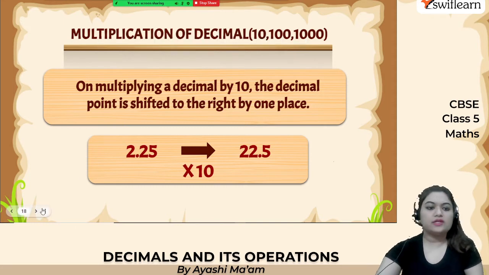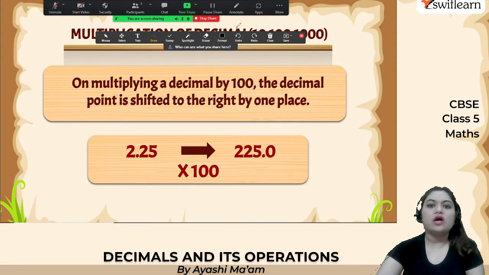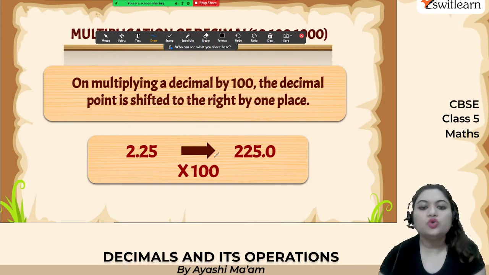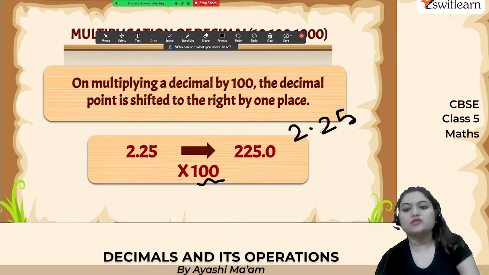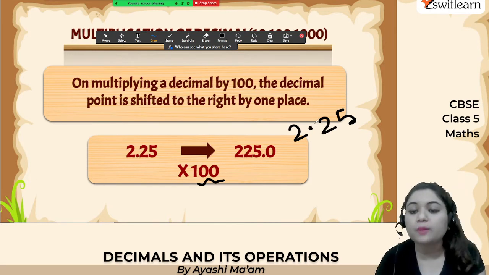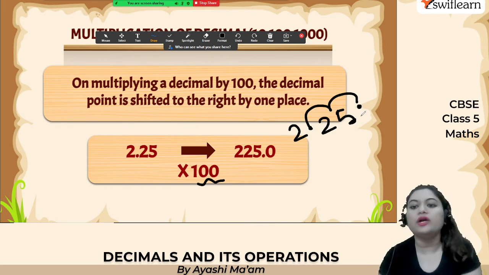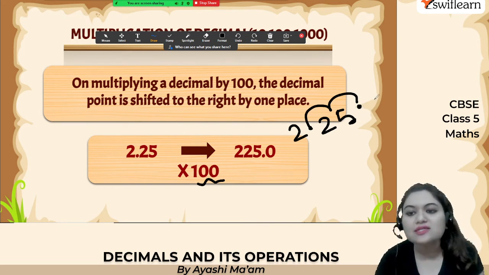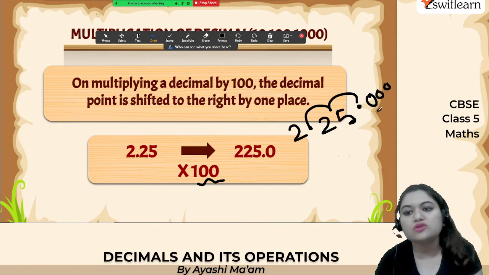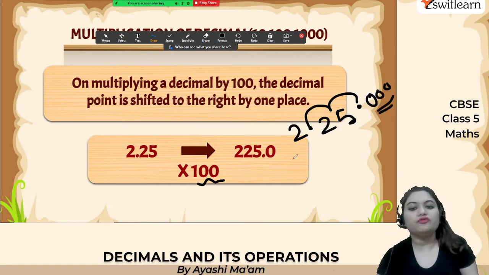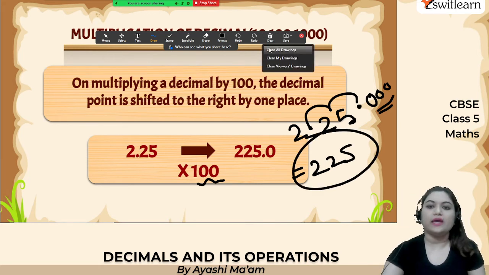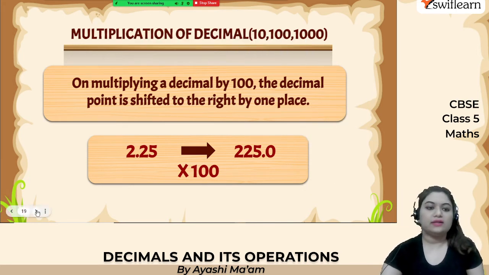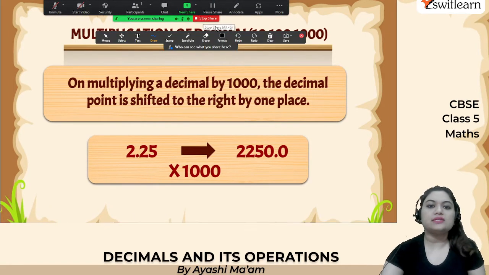Now, the same thing will happen for 100 also. In 100, how many zeros are there? 2 zeros are there. So in 2.25, our decimal point will be shifted by two places. So 1, 2. That's it. Our decimal point will come over here, at the last. That means after this point there are zeros, so even if you write it or don't write it, and write it only as 225, it is the same thing.